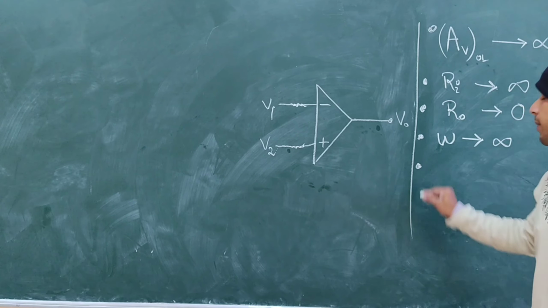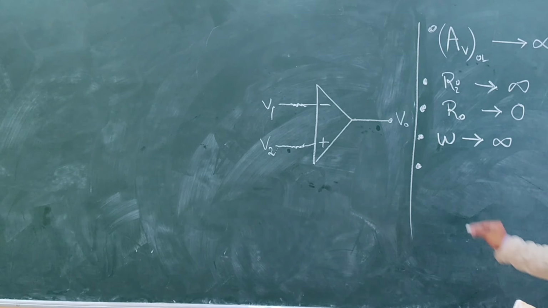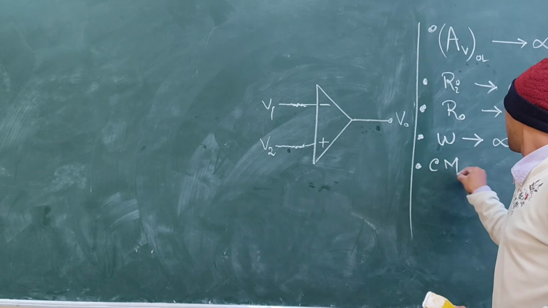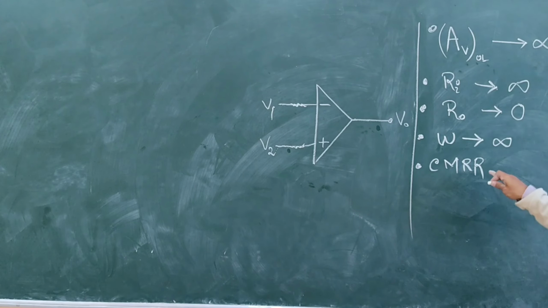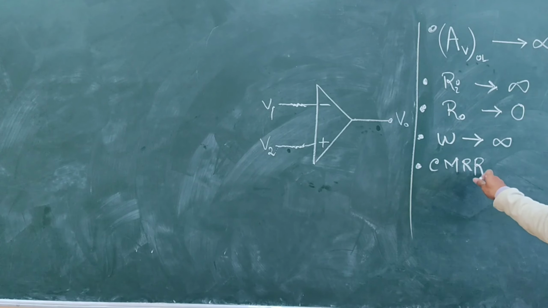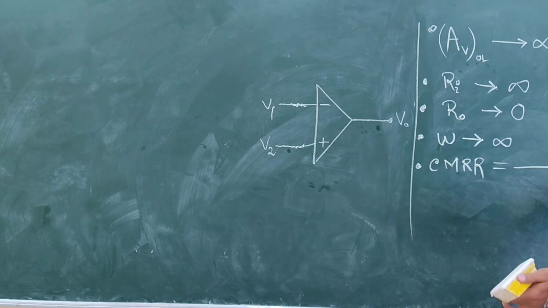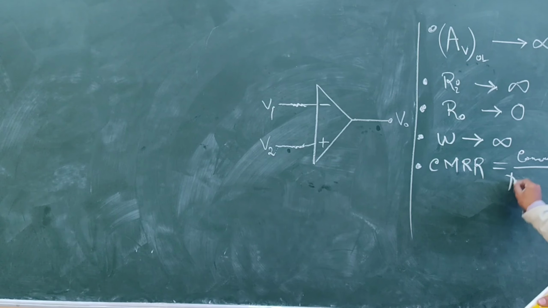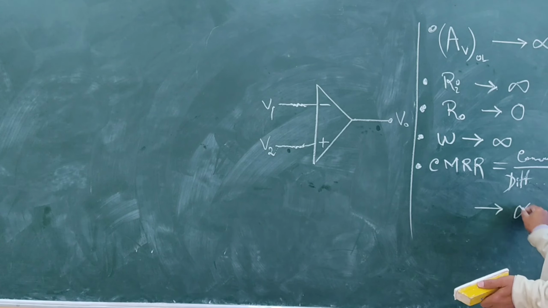And the fifth property is about common mode rejection ratio, CMRR. What is meant by common mode rejection ratio? It's equal to the common mode gain by differential mode gain. So CMRR of an ideal op-amp is also very high, it tends to infinity.